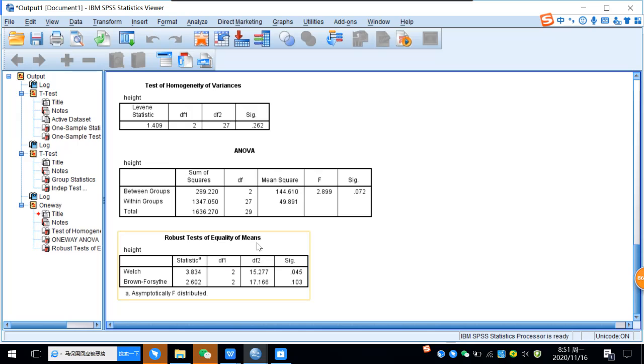It's important. Okay, if the equal variance is assumed, look at the results of this. If the equal variance is not assumed, then we will use the robust test of equality of means. Okay? Okay? Fisher, you lost this step yesterday. Okay, now can you understand?